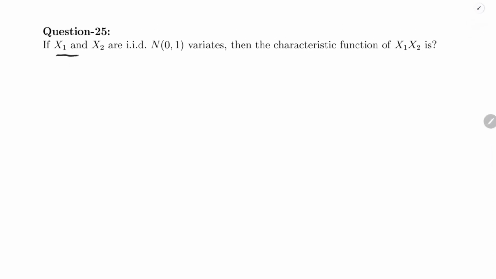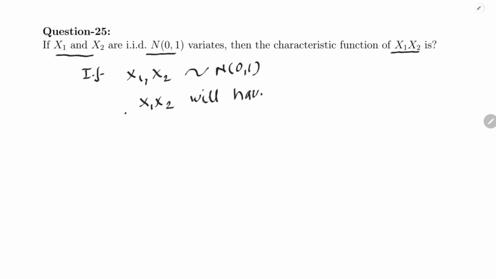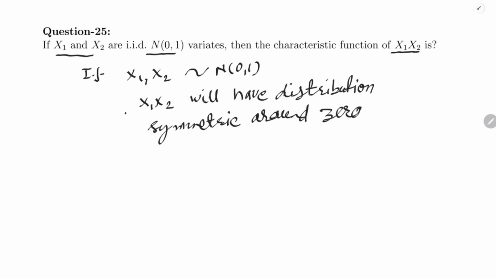Question 25 says that if x1 and x2 are IID normal (0, 1) variates, then what will be the characteristic function of the product of x1 and x2? This is a very well known fact that if x1 and x2 are IID normal (0, 1), then their product will have a distribution symmetric around 0. And the characteristic function of the product x1 x2 will be 1 upon under root of 1 plus t square.